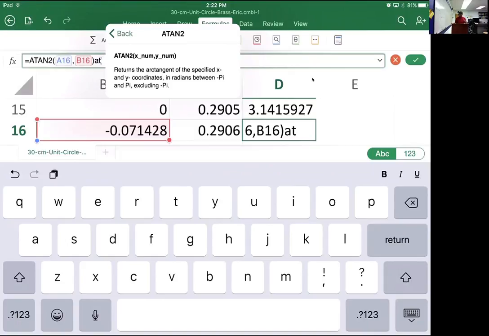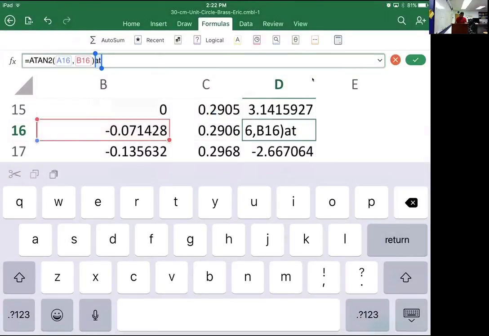So it's measuring from negative pi, and then it's going all the way around to pi. Interesting. I'm thinking that it's measuring from the positive x-axis over to pi, and then it's measuring from the positive x-axis over to negative pi. Okay, so that's my interpretation of that.